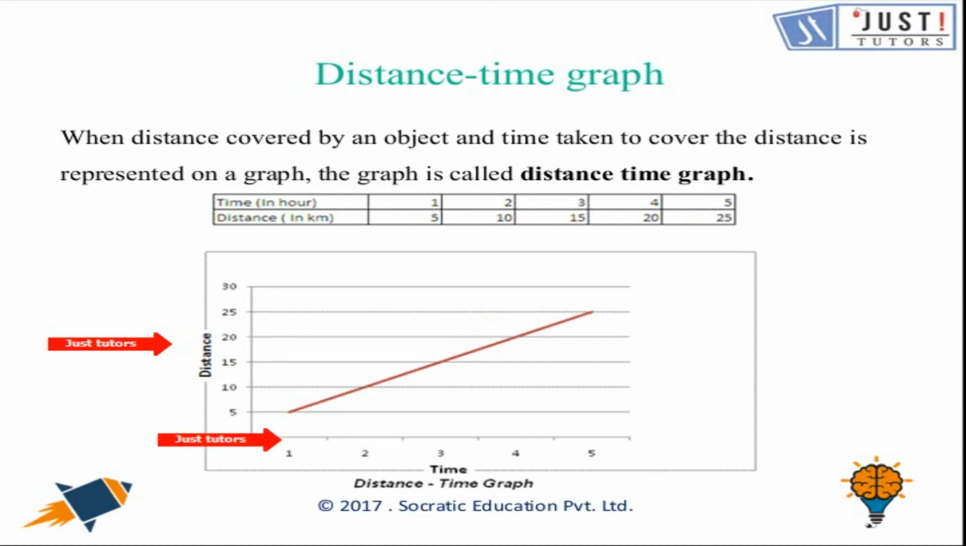So for 1 hour, the distance is 5 kilometers. For 2 hours, if you take a look at the table, it would be 10 kilometers. Similarly, at the end of 5 hours, the distance covered is 25 kilometers.